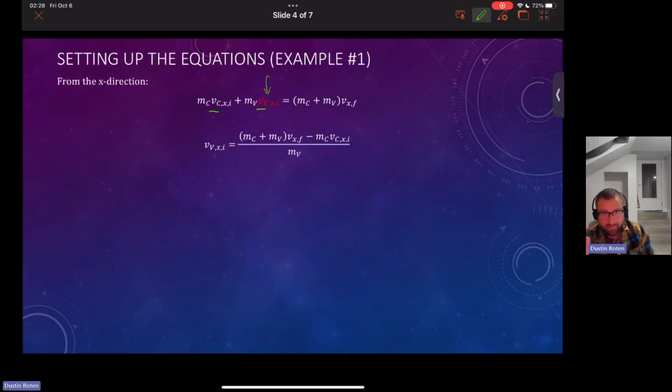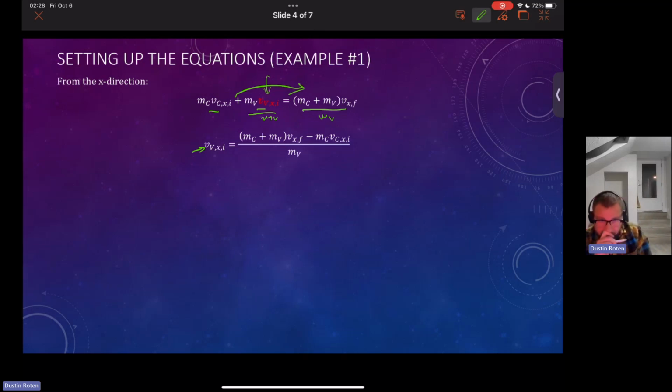So again, we've set up our equation. We know that some of this might be 0. So let's go ahead and solve for the variable that we want, the initial velocity of the Volkswagen in the x direction. Remember, it doesn't have a y velocity. It wasn't moving left or right. So this is a simple subtract this term over, then divide both sides by mv. And then we're left with this second equation here.